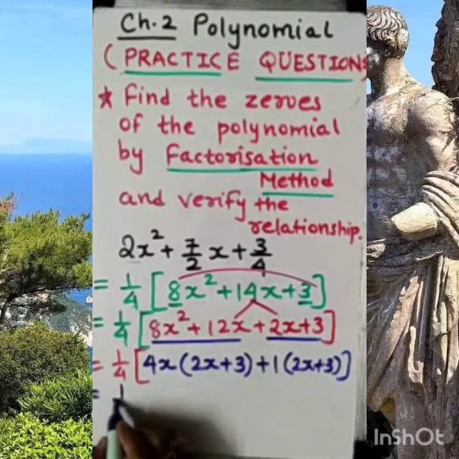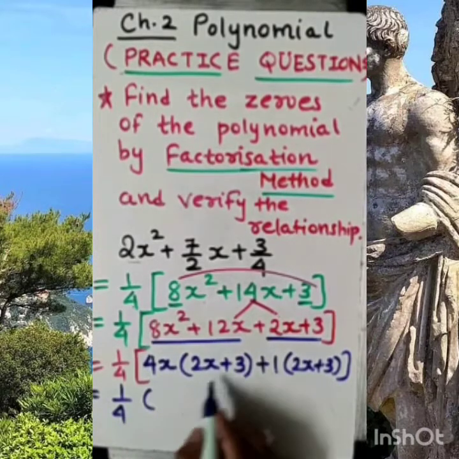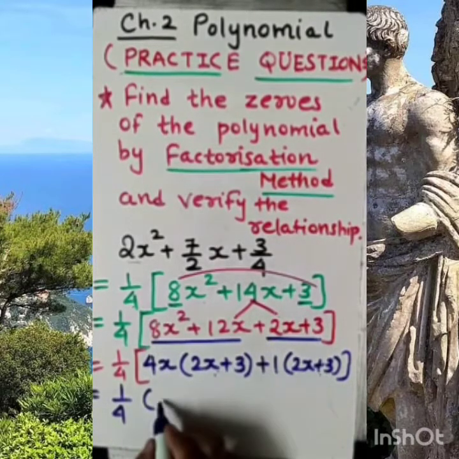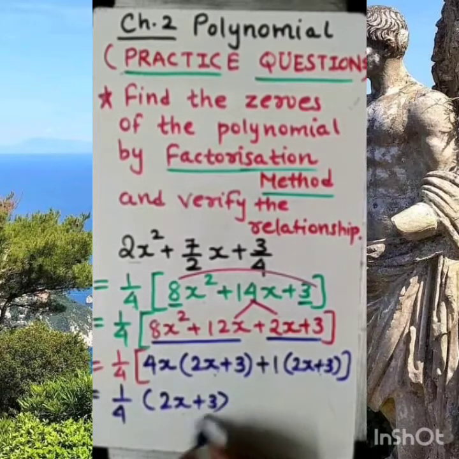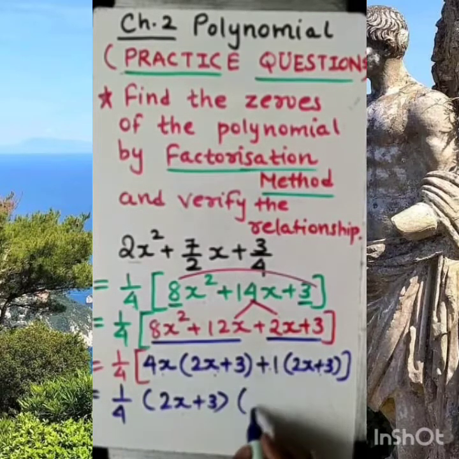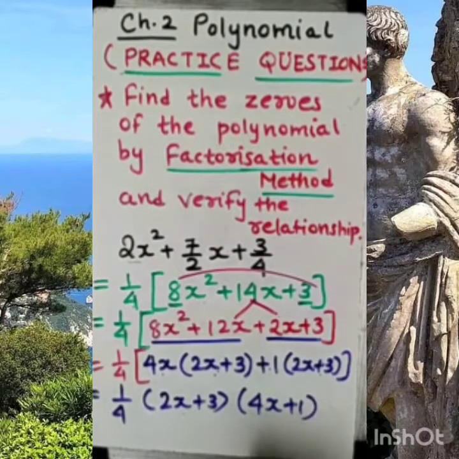So my dear student, the factors will be 1 by 4 outside the bracket. One of the common factors from both of these is 2x plus 3. So let me write it in one bracket, and 4x plus 1 in another bracket. So my dear student, here you can see these are the factors: 1 by 4, 4x plus 1 and 2x plus 3. Now we will compare it. This is px, and as we know px equals 0 because these three are the factors of this px. So let's see how to do further.